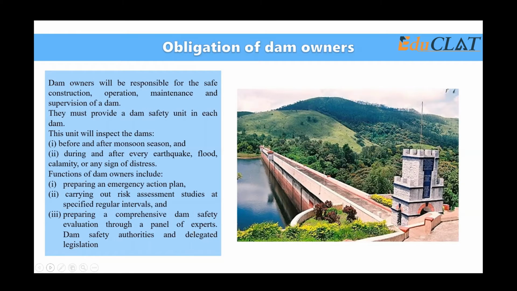The bill also laid down certain obligations for the dam owners. These are as follows. The dam owners will be responsible for the safe construction, safe operation, maintenance, and supervision of a dam. They must provide a dam safety unit in each dam, and this unit will be responsible for the inspection of the dam during the monsoon season, earthquakes, floods, any other natural calamity, or any other distress.